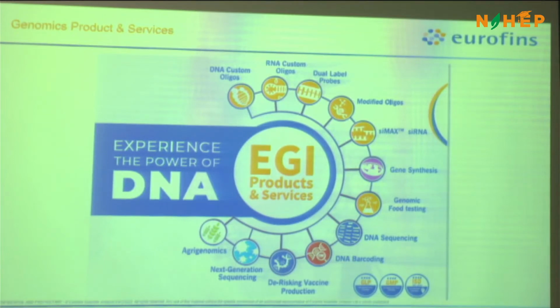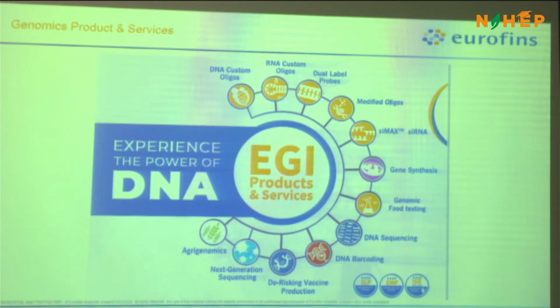What is different in Eurofins is that we have a range of services starting from oligos to your next generation sequencing, microarray and other services. So we have food testing in genomics, we have all sorts of oligos, gene synthesis. We have an in-house gene synthesis facility which is coming up. We have agri-genomics, specifically the genotyping arrays.